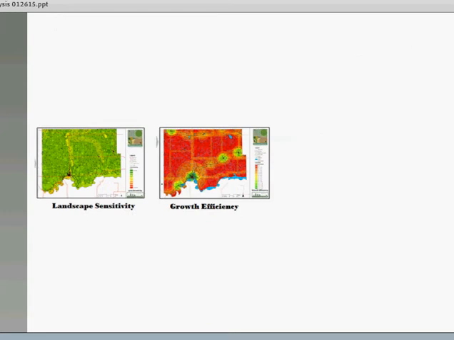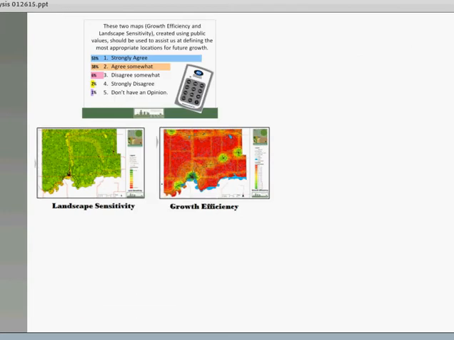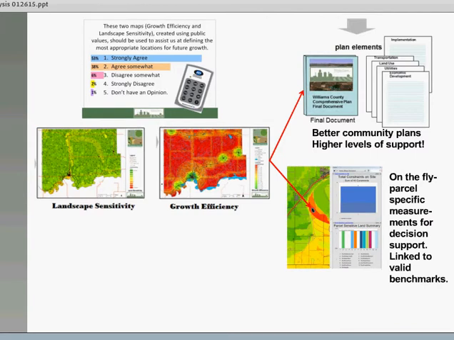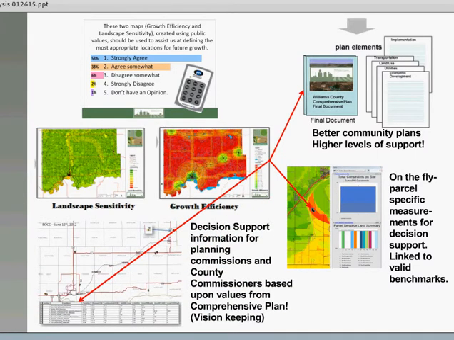So, demonstrated support for these two projects: how they inform, first of all, the comp plan to make it better, how they inform day-to-day decision-making on the fly, and how they can become a vision keeper notion, the values of the citizens imposed on incremental decision-making over time as decisions are being made. Okay? With that, I think I'll stop.